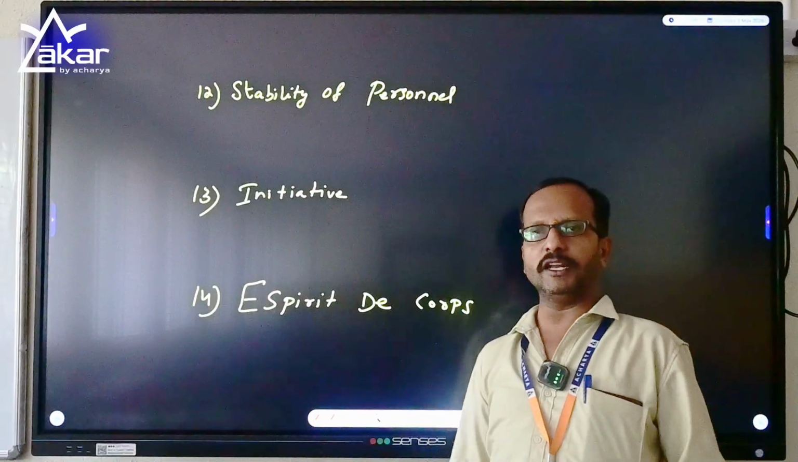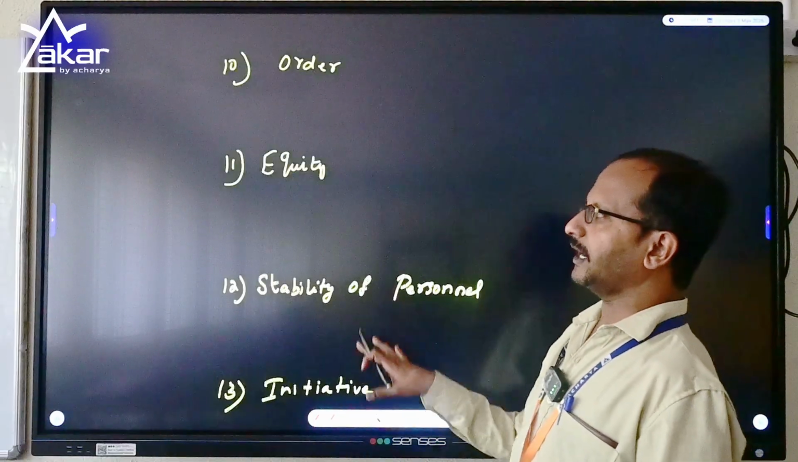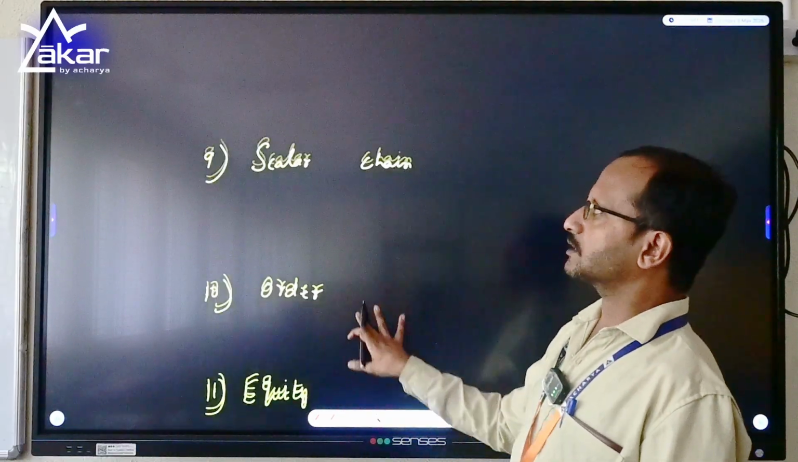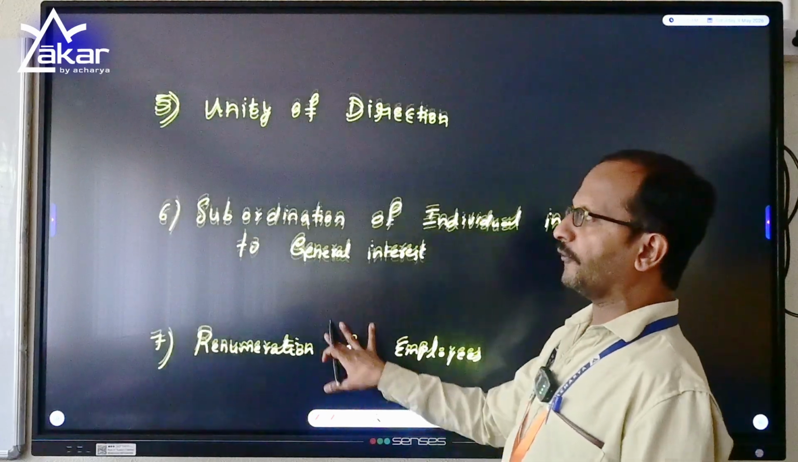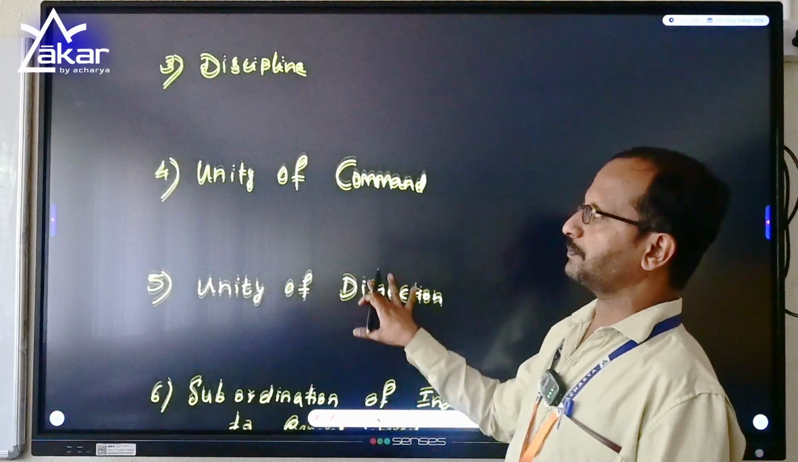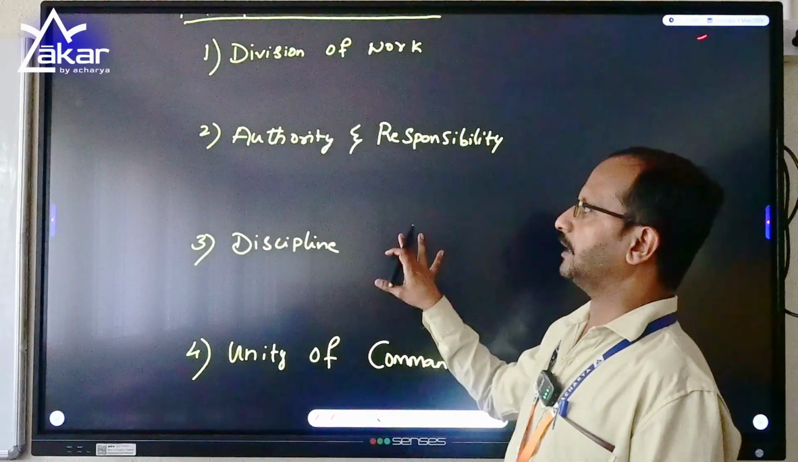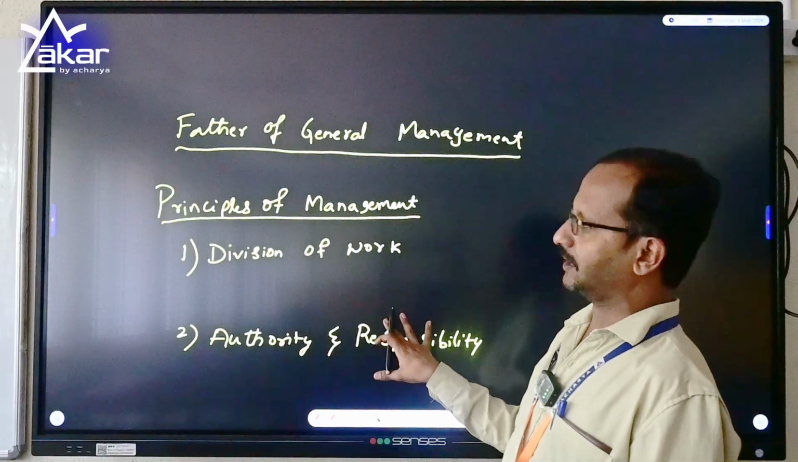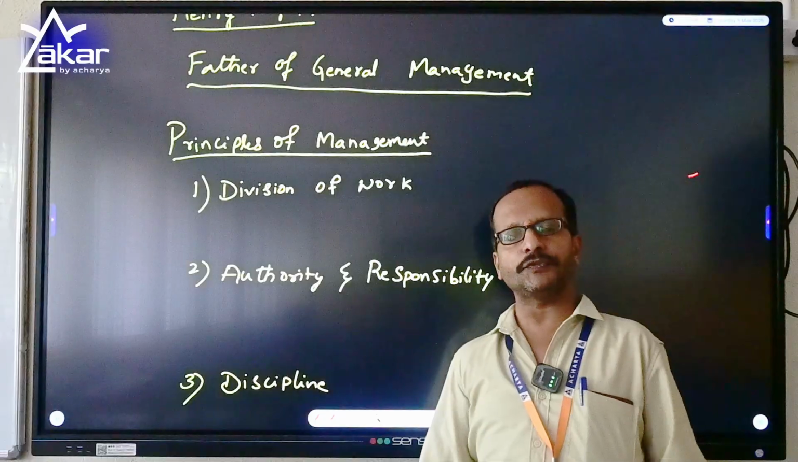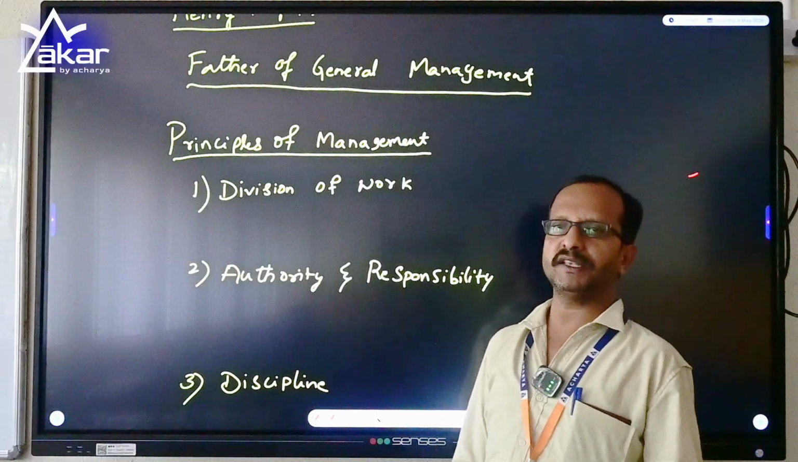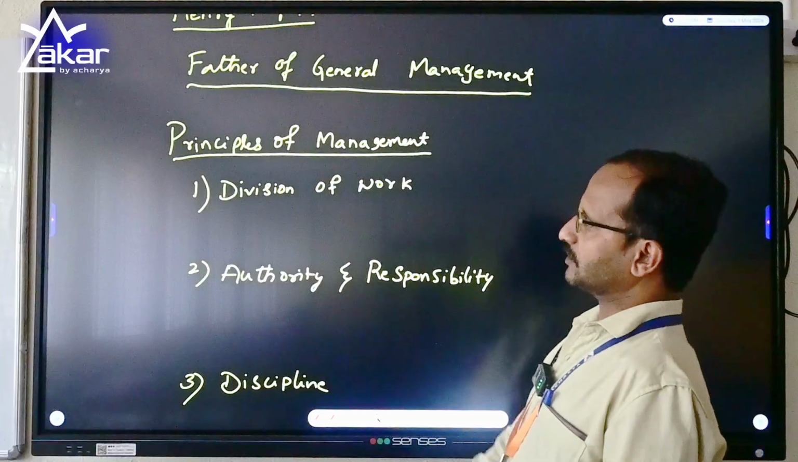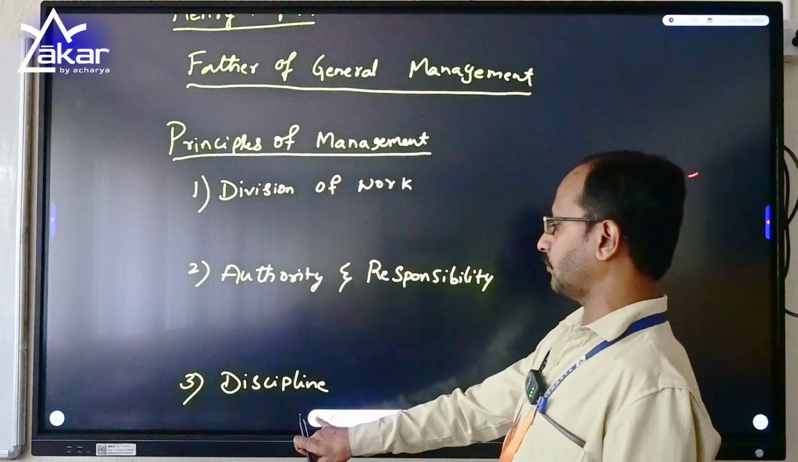So these are the 14 principles which are provided by the father of general management, Mr. Henry Fayol. I repeat, you can write any 4 out of 14 principles if the question is appearing in your exam for 4 marks, and if it is appearing for 8 marks, you should write all the 14 with the basic meaning of that. Firstly, we will go with division of work.